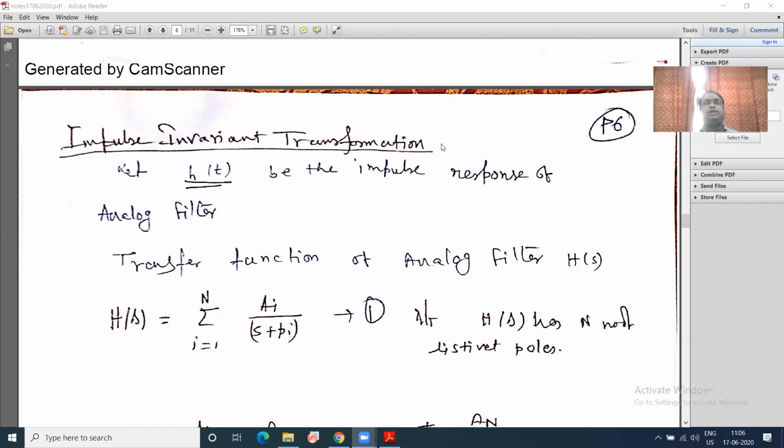So IIR digital filters are essentially designed from the analog filter. The digital frequency specification is converted into analog frequency specification, and with that analog frequency specification we design the analog filter. Then we transform this analog filter into a digital filter, thereby designing the IIR digital filter. Then we will find the frequency response and realization. So we will discuss the first and second steps one by one.